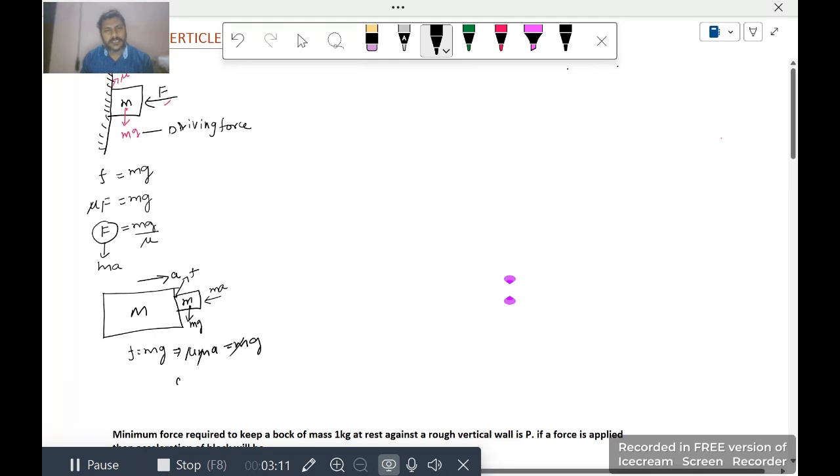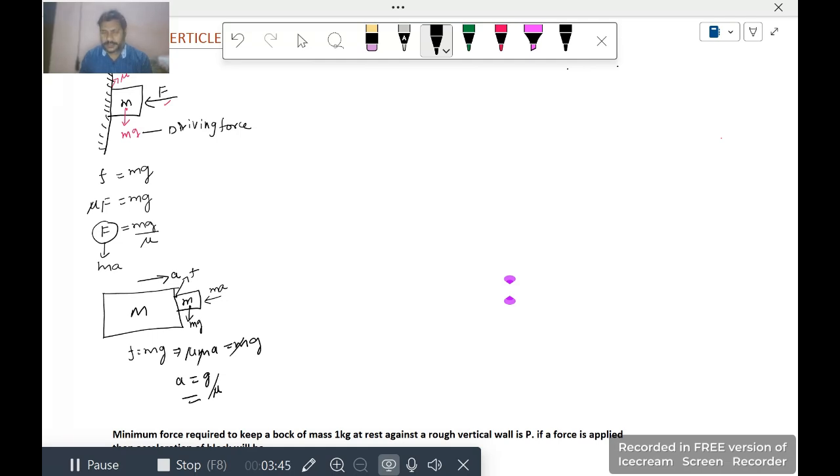Get cancel. Then a is equal to g by mu. So in vertical plane, remember a is equal to g by mu. For a vertical plane which is moving in one direction with acceleration a, a block is pressed against it with force F. Then F is equal to mg by mu, and here this F can be ma. So this I have given.